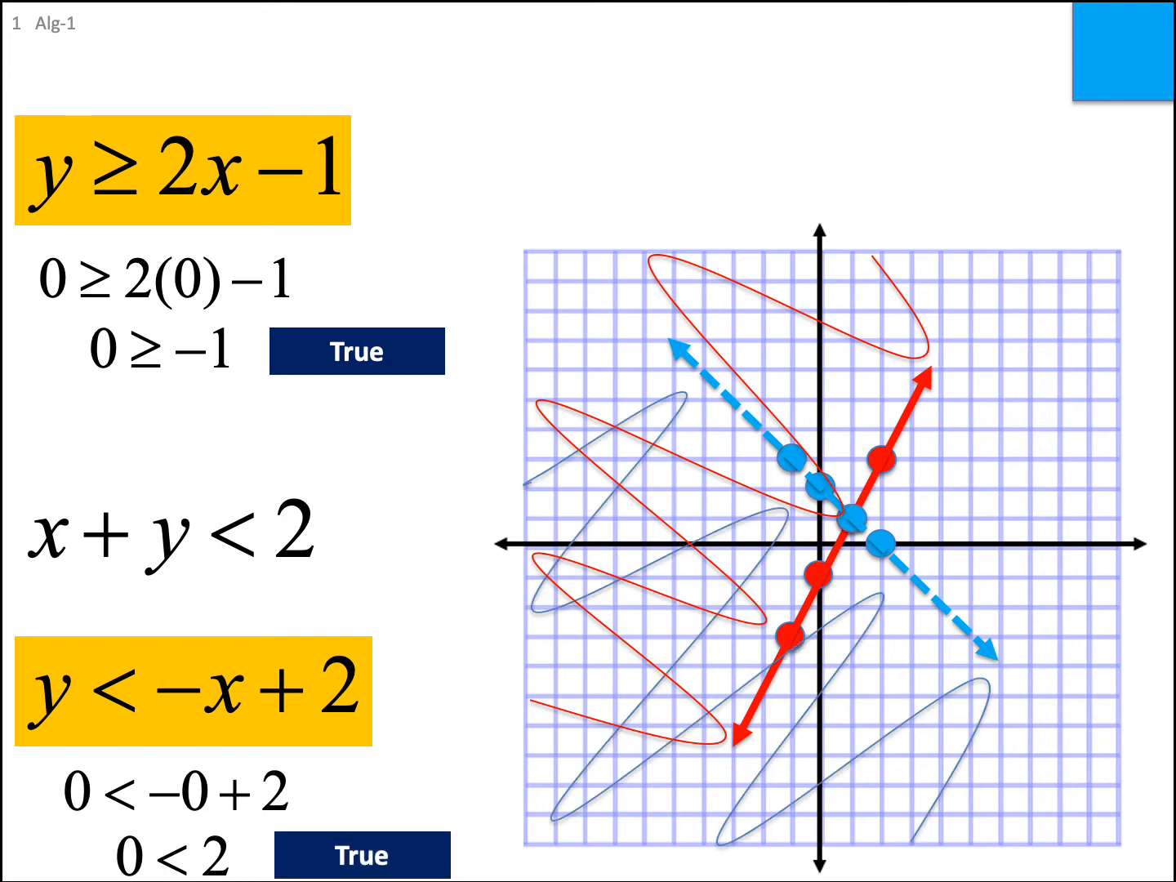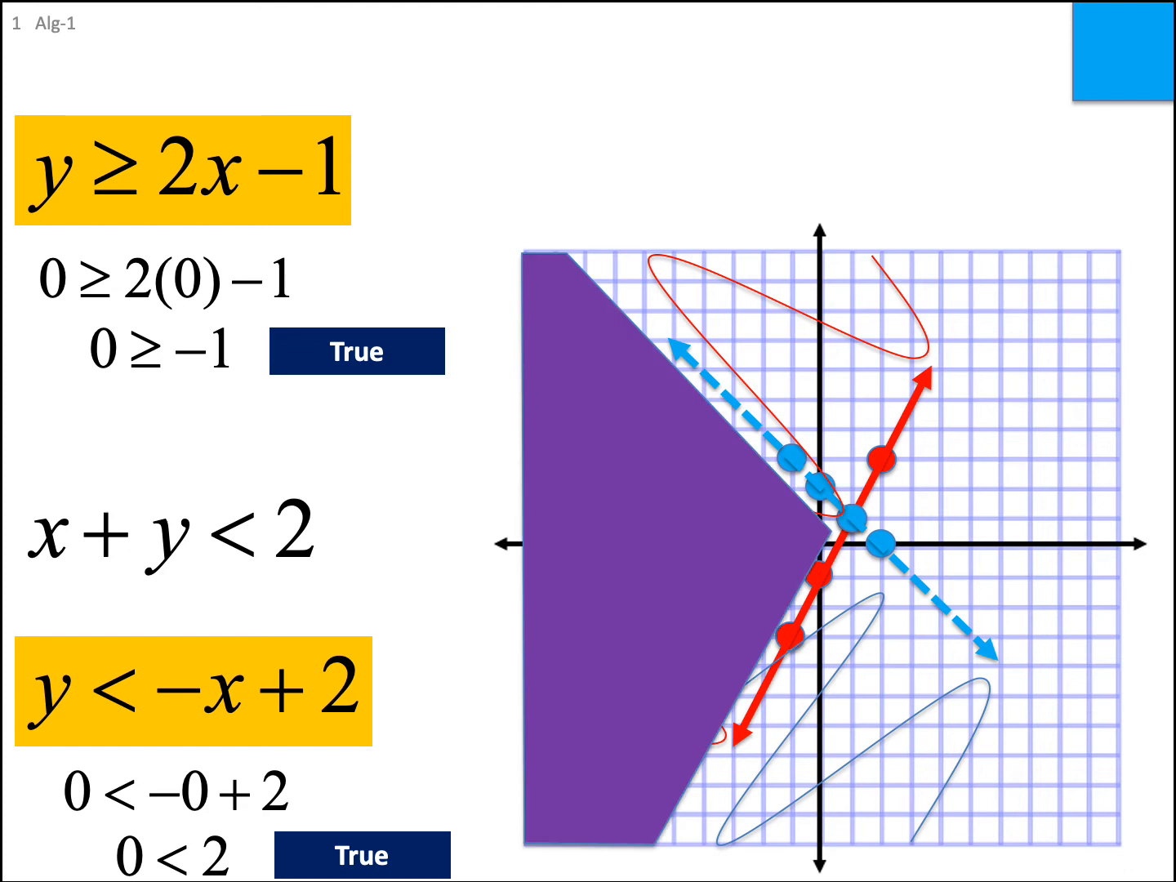Can you see where the double shaded region is? Yeah, now this one's on the, I don't know if you want to call that the left side. There you go. That is the region that makes it true.